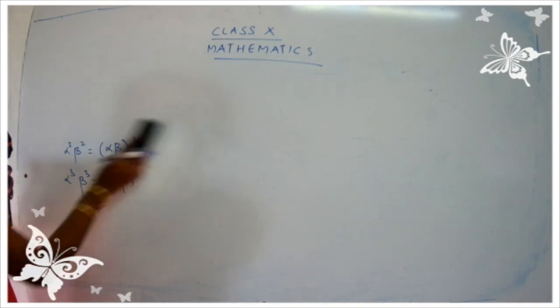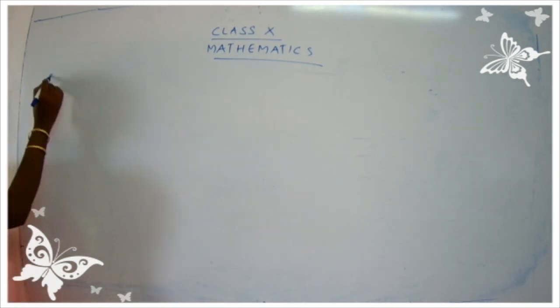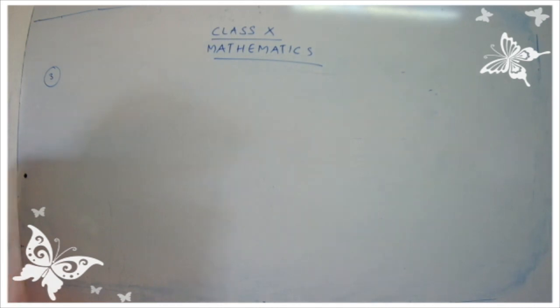Take down your classwork. Write down today's date. Write down question number 3. The roots of the equation x square plus 6x minus 4 is equal to 0 are alpha, beta. Find the quadratic equation whose roots are.